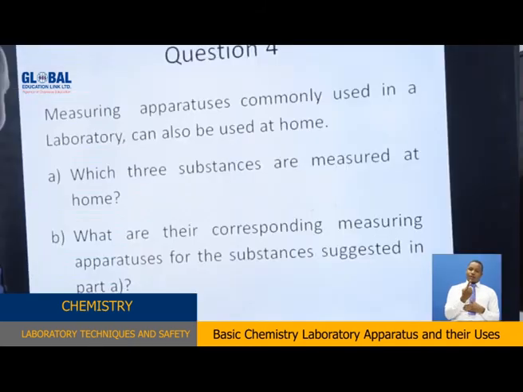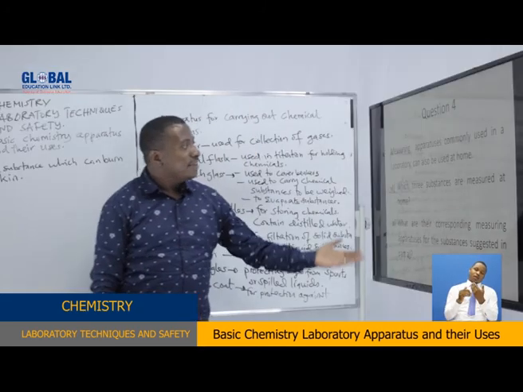Question number 4 says, measuring apparatuses commonly used in a laboratory can also be used at home. A. Which 3 substances are measured at home? B. What are the corresponding measuring apparatuses for the substances suggested in part A?